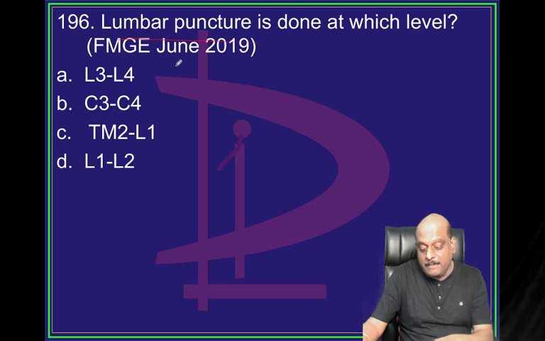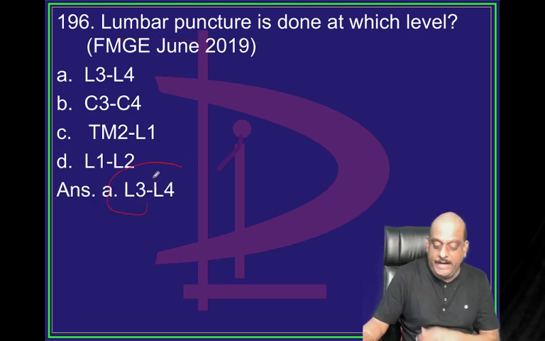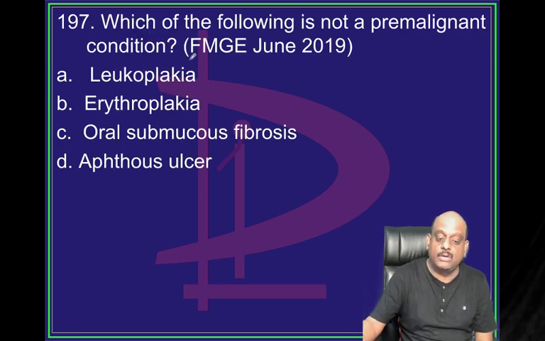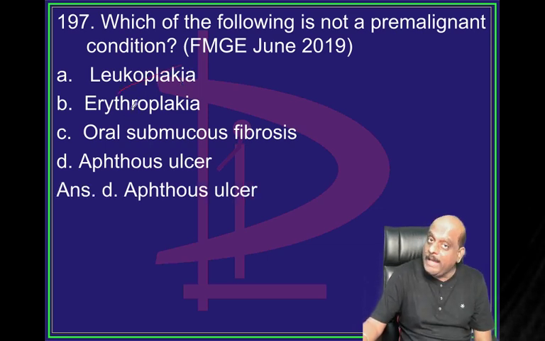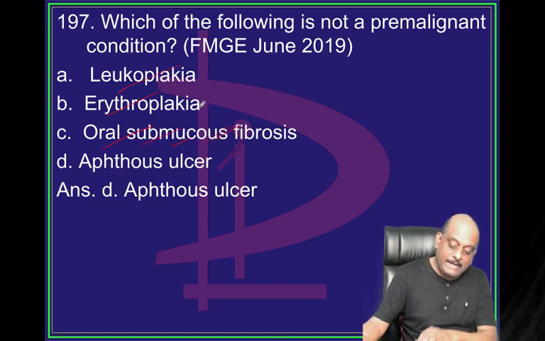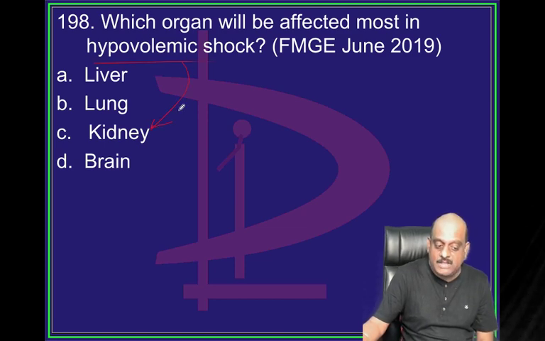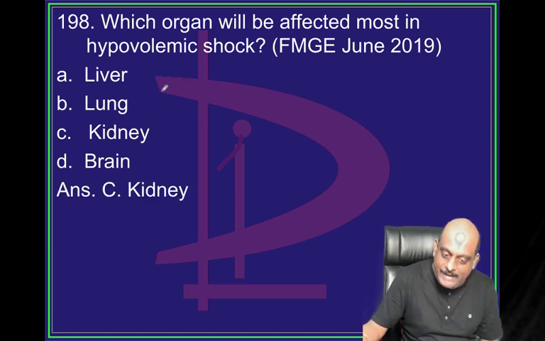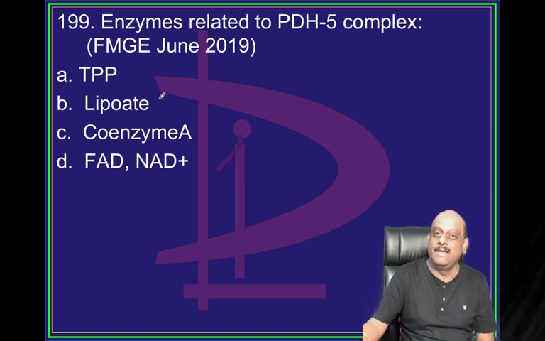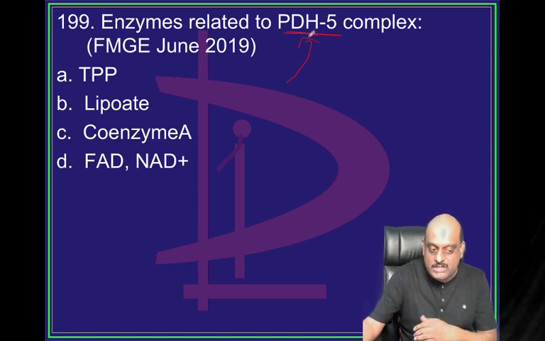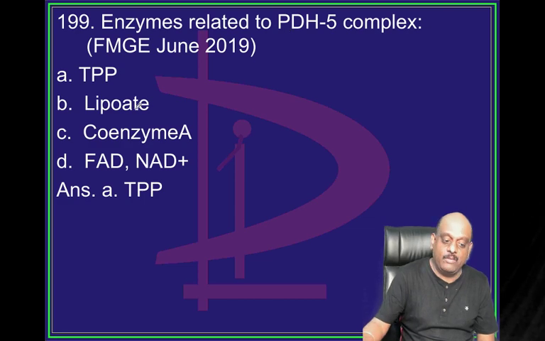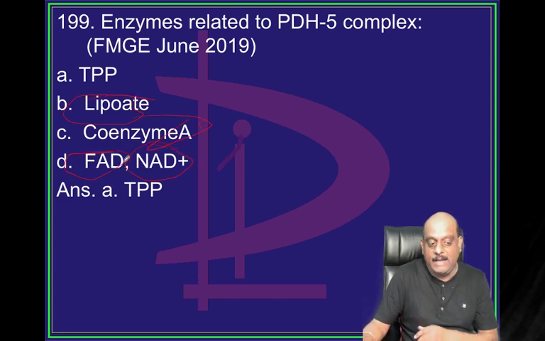When will you do lumbar puncture, doctor? L3 to L4. Leukoplakia, erythroplakia, oral submucosal fibrosis. They are all pre-malignant in nature, not aphthous ulcer. Hypovolemic shock में what is the organ first affected? Kidney is first affected. Pyruvate dehydrogenase complex में what do you have? Lipoate, coenzyme A, FAD, NAD plus.